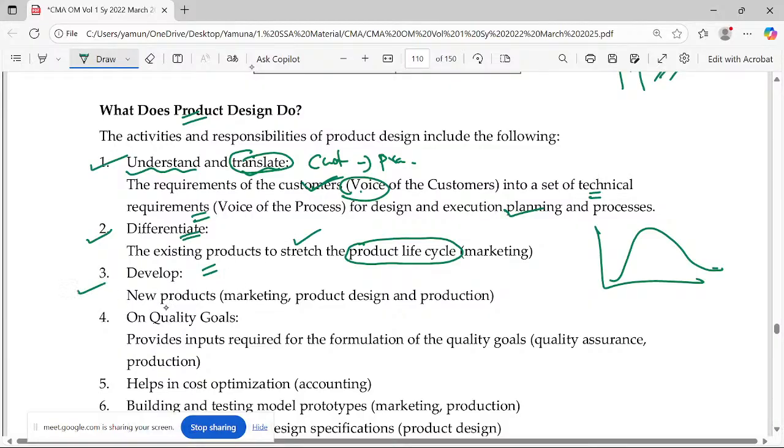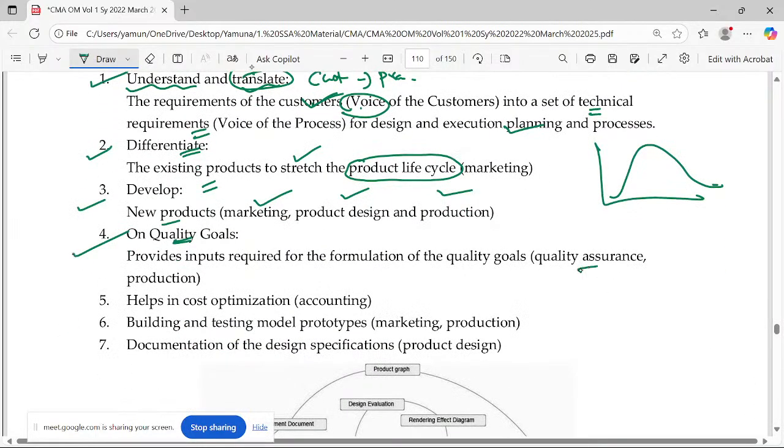Third, develop. Obviously you cannot go with the same product. You need to develop, at least you have to show some different changes. That's why we have so many car models. We say 2.0i, 3.0i. So some difference has to be shown. So new products, probably that may be related to marketing, product design and production. On quality, there is no other thought. We have to go for quality assurance, production and all. Then it helps with cost optimization in accounting.